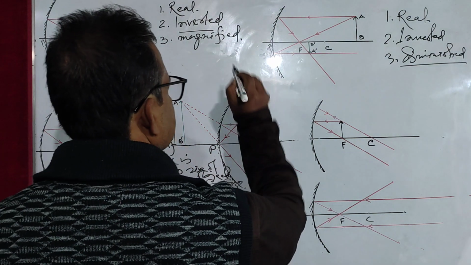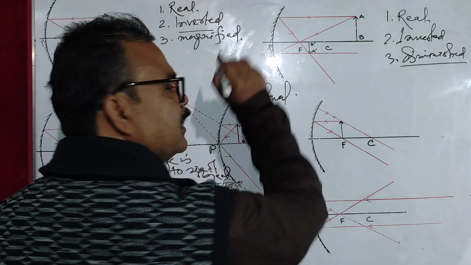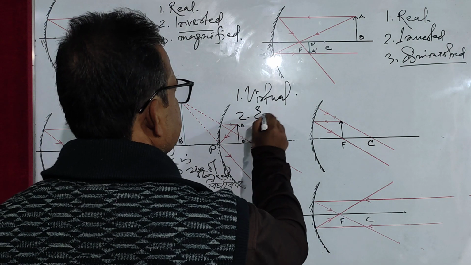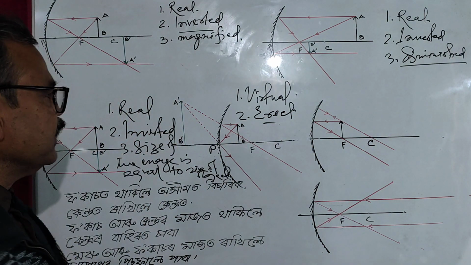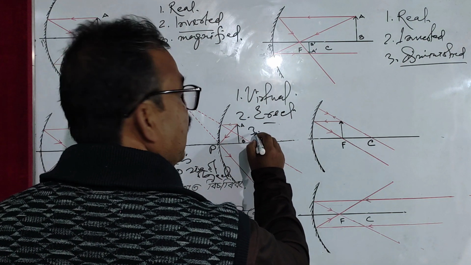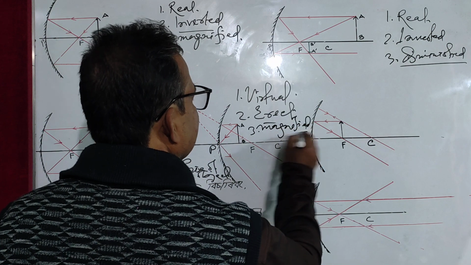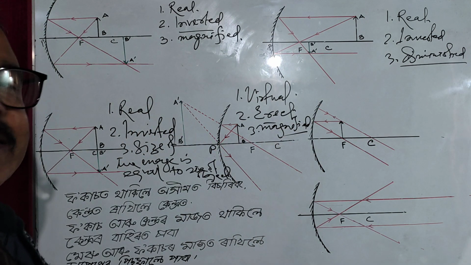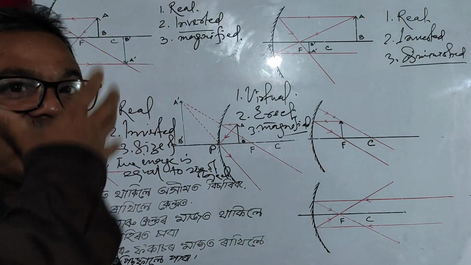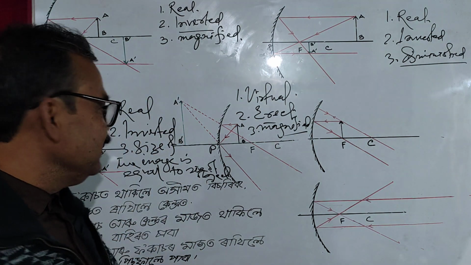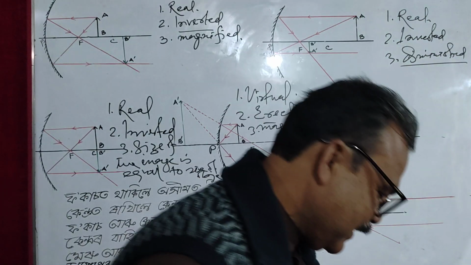Here, what are the characteristics of the image? First of all, the image is virtual, and secondly, the image is erect. Now you see the image is erect. It is not inverted. And thirdly, it is highly magnified. That is why it is used as a makeup mirror to get the magnified image of the face. Then it will be very easy to make up the face.